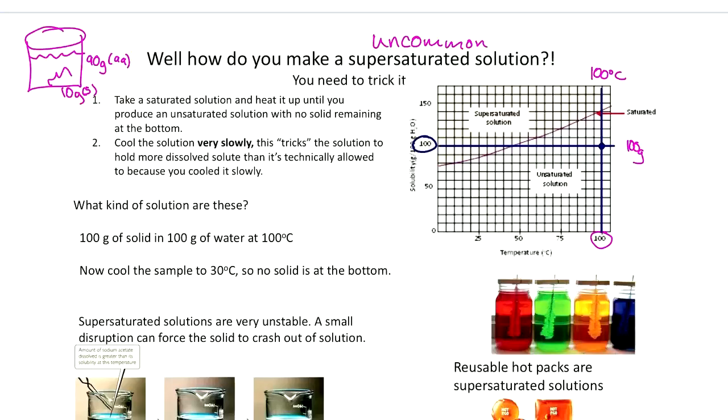Okay, and then I can heat it up. What did we say about our Jello or our Kool-Aid? When we have solid stuck at the bottom, we can get that solid to dissolve if we heat it up. Because what does heating the solution up do? We actually change where we are on this line. So at room temperature, 30 degrees, let's just pretend that's room temperature, this solution can only hold 90 grams of solid.